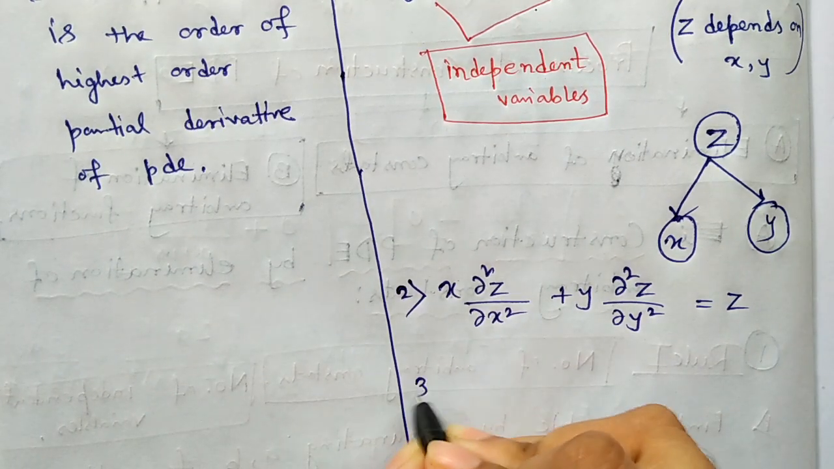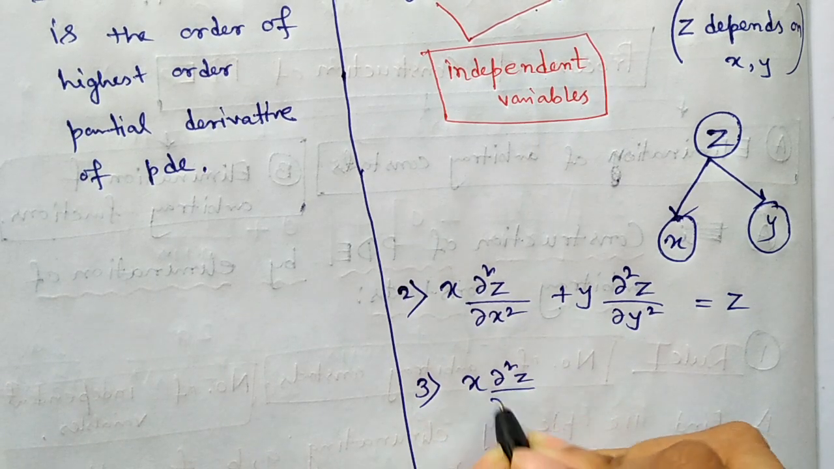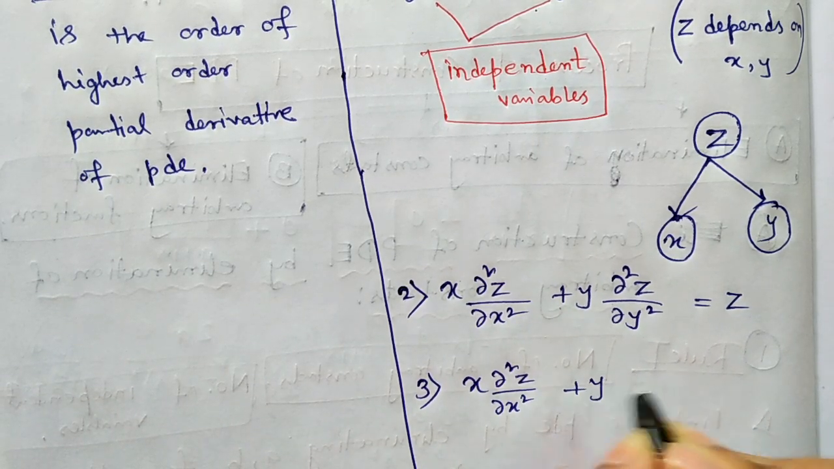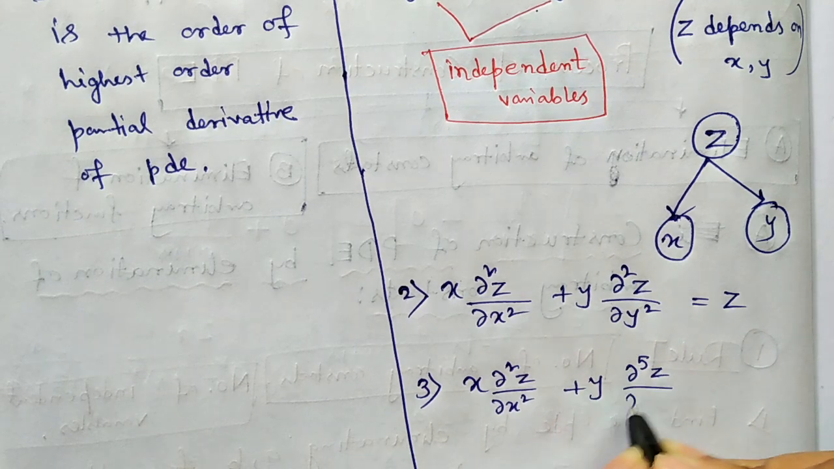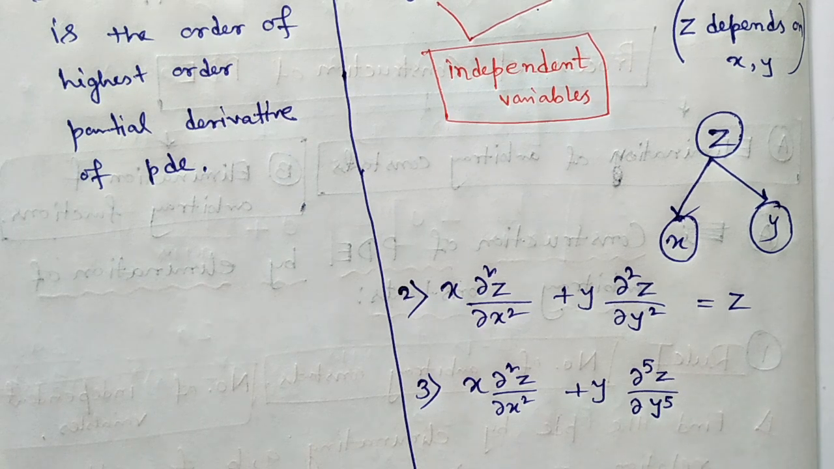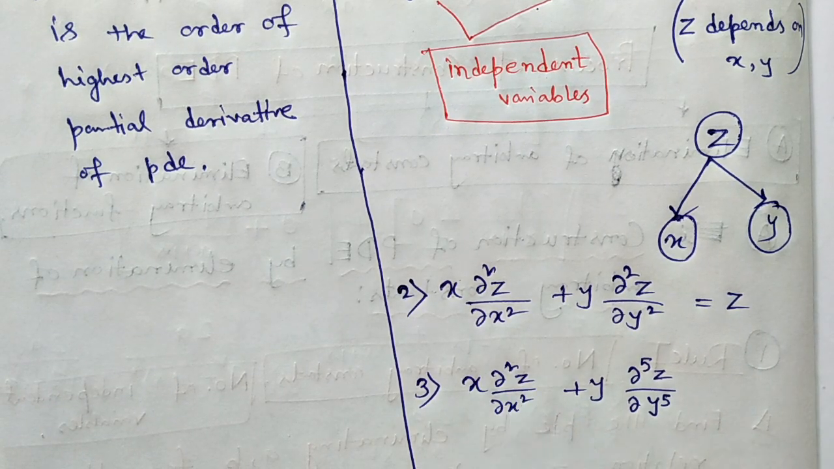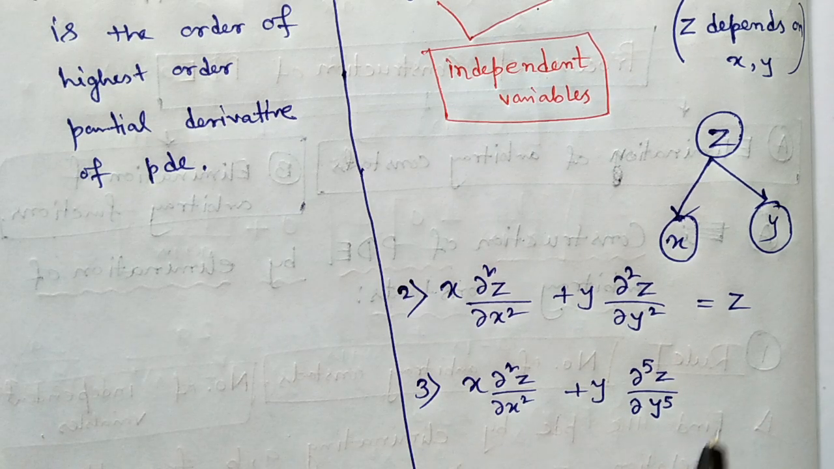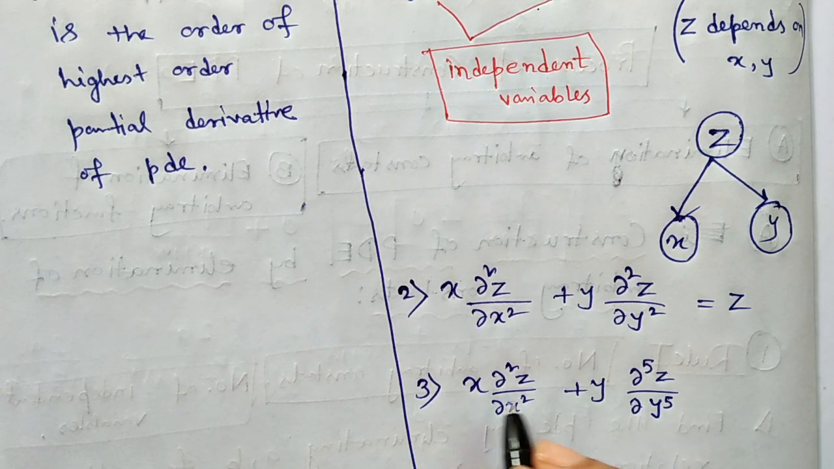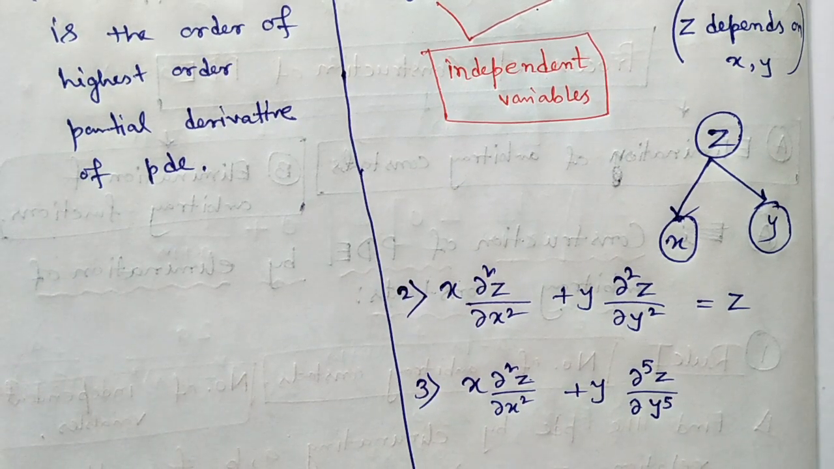Our next example, x del 2z del x2 plus y del 5z del y5. Don't pronounce it as del to the power 5 or del square, del cube, not that. It is del 2z del x2. In this way it can be pronounced.